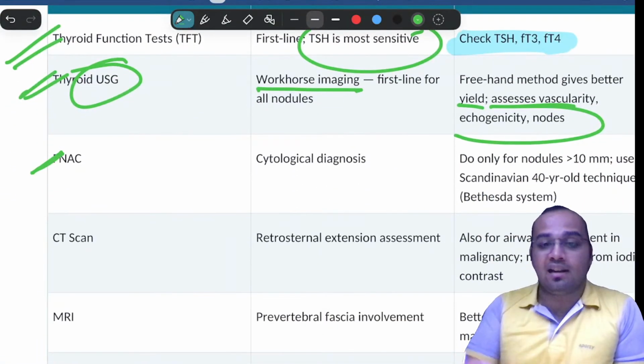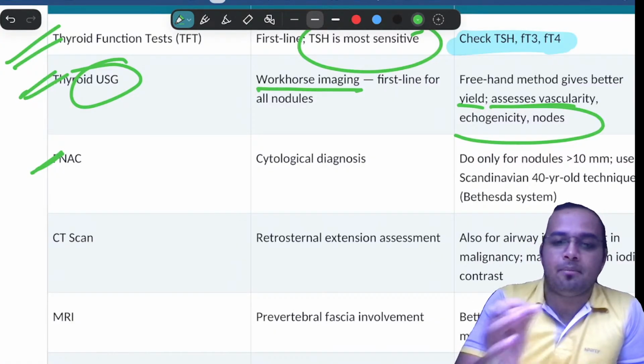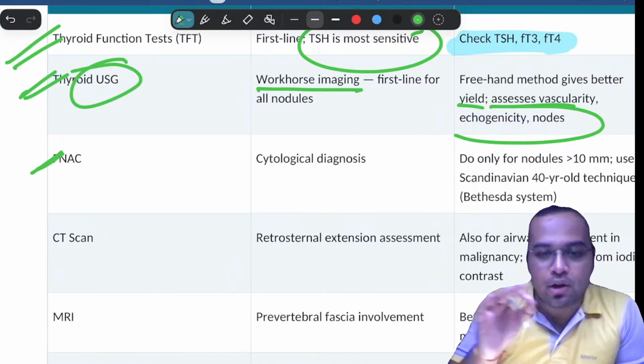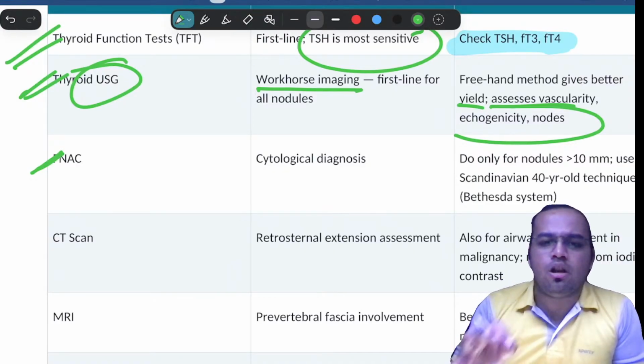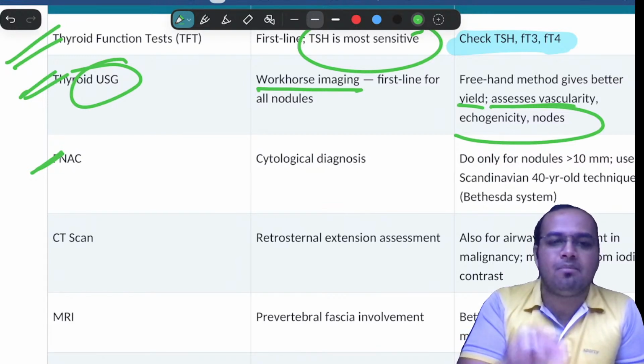FNAC is important. अगर USG में लगा कि ये हाई रिस्क है, FNAC कर लो. FNAC में you are going to check whether it is a benign or malignant. In parotid lesions, we saw that FNAC is only going to tell about inflammation. There is not going to be any role of malignancy in FNAC. But here in thyroid, you are going to check if the swelling is malignant or not based on FNAC.